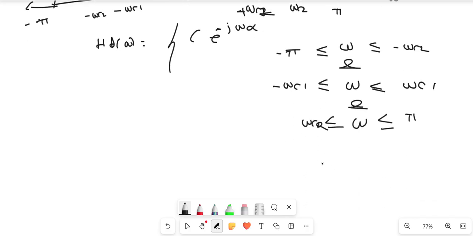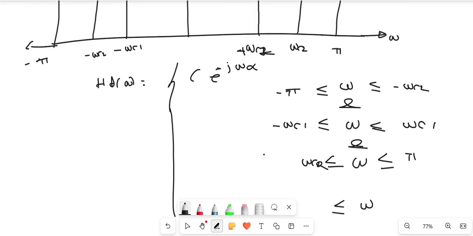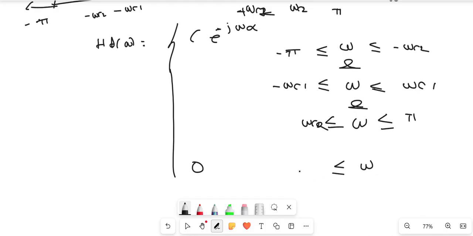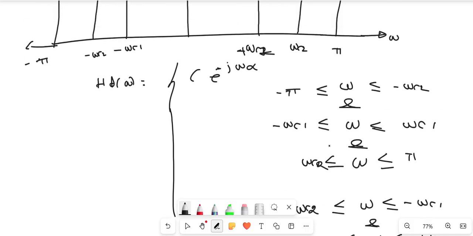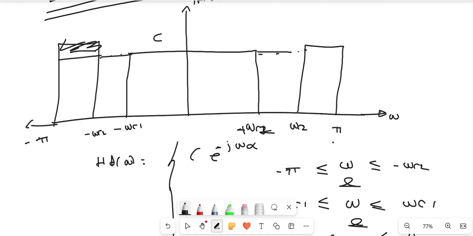Okay. So 0 for which case? Omega is greater than or equal to minus omega c2 and less than or equal to minus omega c1, and omega is greater than or equal to omega c1 and less than or equal to omega c2. So it's the ideal response characteristic of a band stop filter.